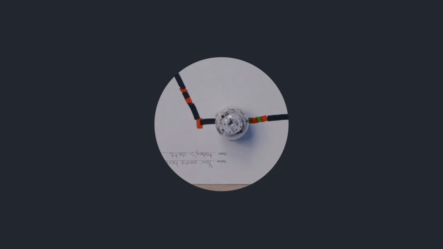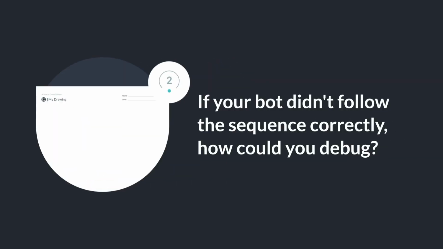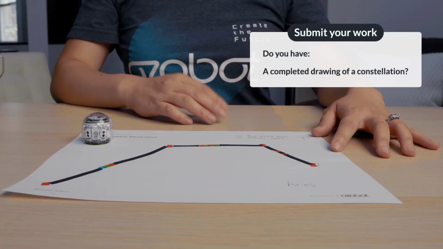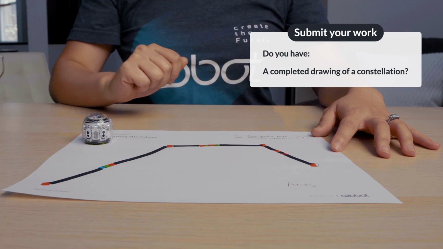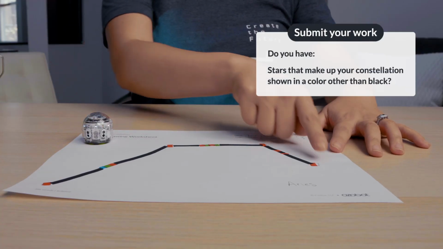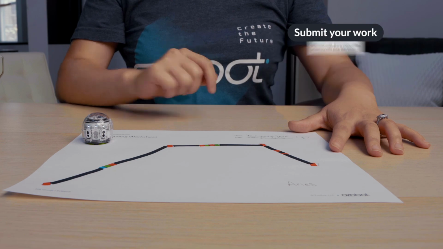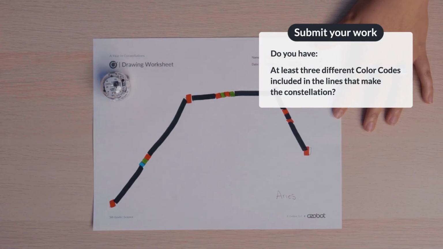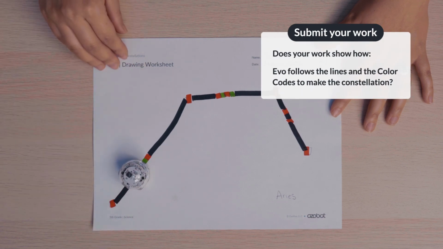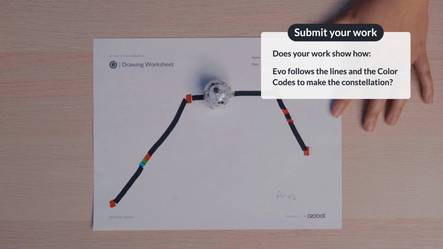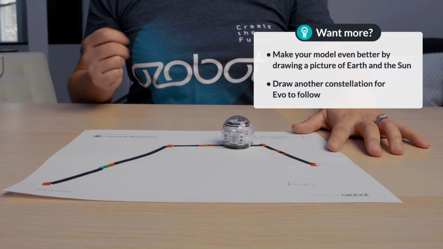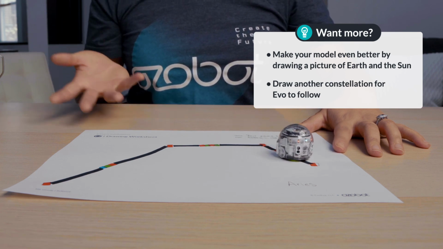Did your bot follow the color code sequences and black lines correctly to create your constellation? Before submitting your work, don't forget you need a completed drawing of the constellation, a label with the name of the constellation, stars that make up the constellation in a color other than black, and at least 3 color codes in the lines that make the constellation. You also need to show that your bot can travel along the lines and color codes to form the constellation. If you're looking for more to do, you can add in a drawing of Earth and the Sun, or you can choose a different constellation to draw.